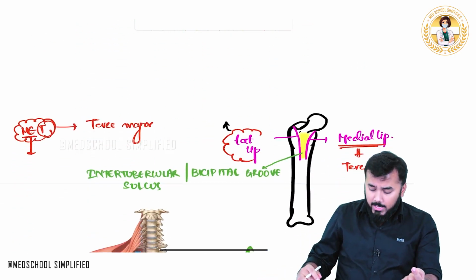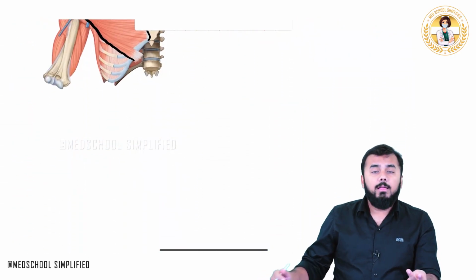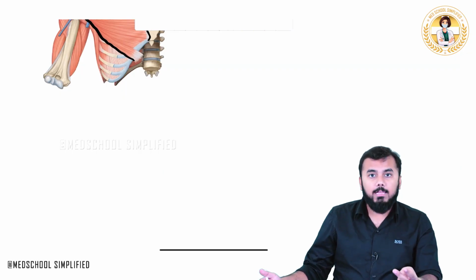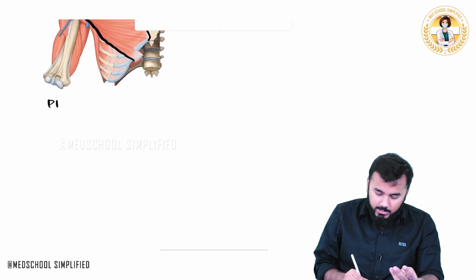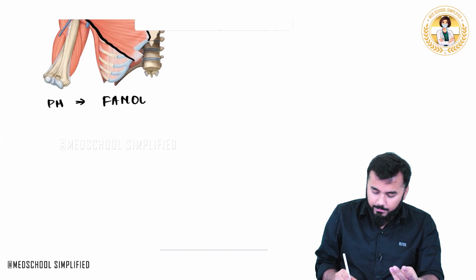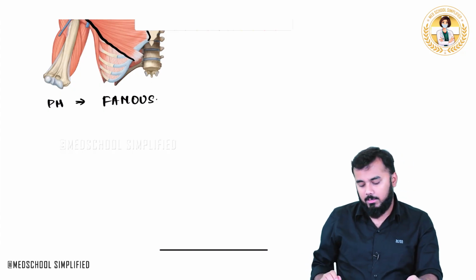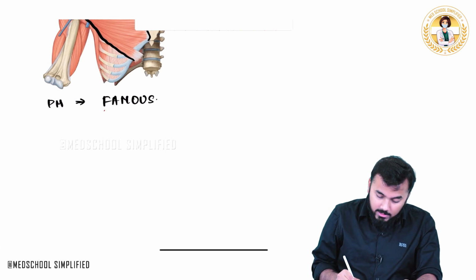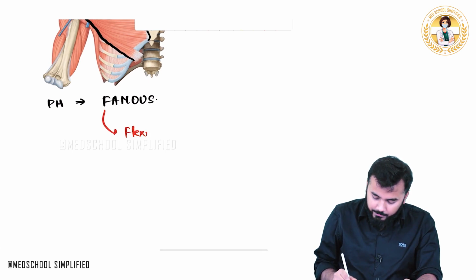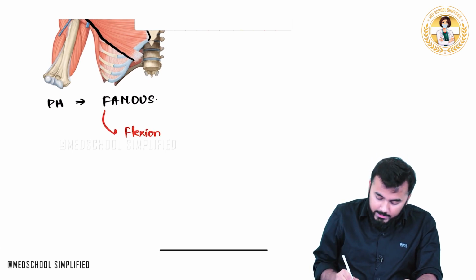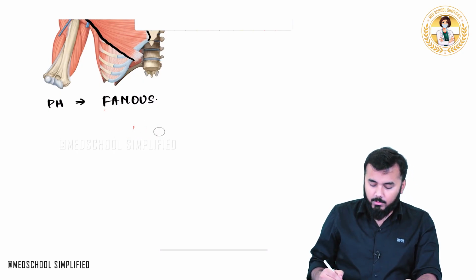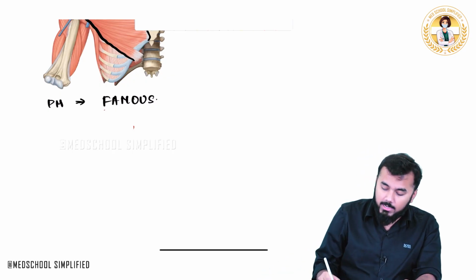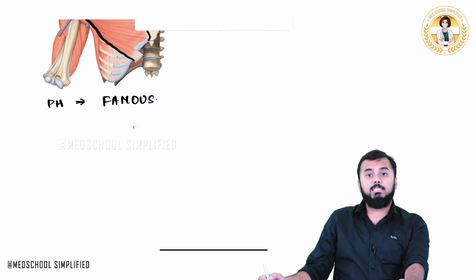lip of bicipital groove. And the second important thing you need to know is that pectoralis major has three important functions. What are those three important functions? Pectoralis major is actually a very famous muscle. Why? Because it does three actions.